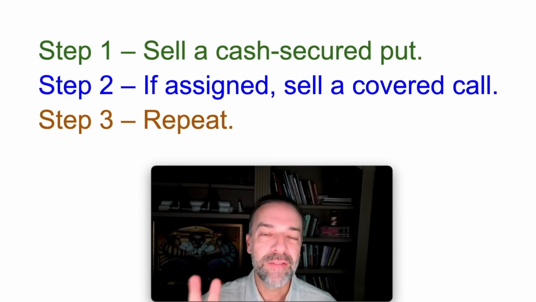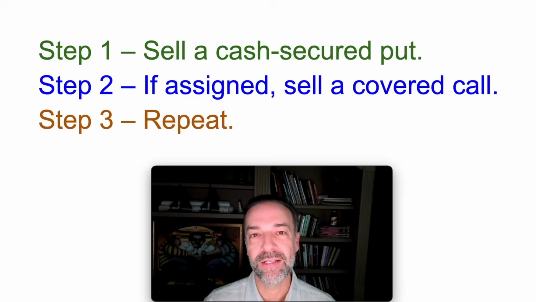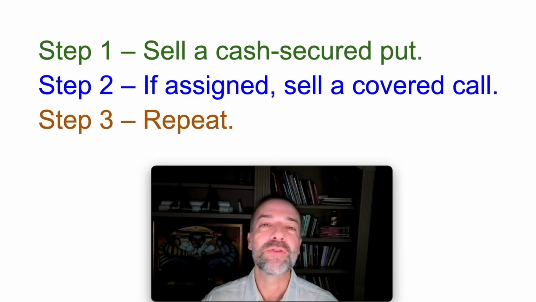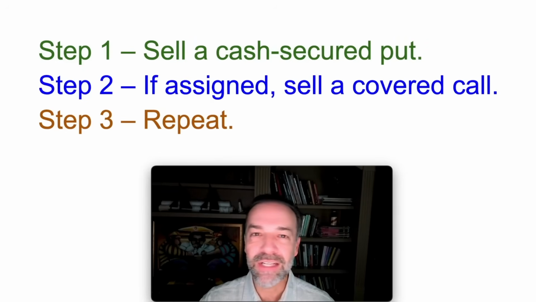Then step 2, if that put option is eventually assigned, you then turn it into a covered call by selling call options against it. Once that covered call is eventually assigned, you just repeat the process in the same or another stock. So the optional strategy is pretty simple, and we're not changing any of that. However, we are adding in an AI element.